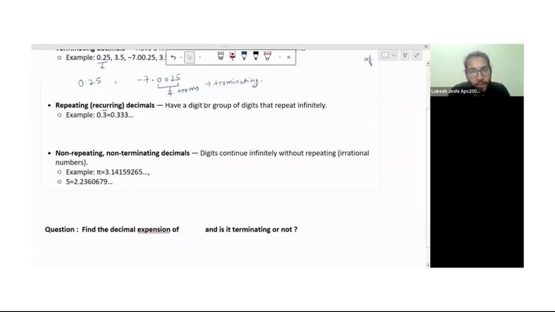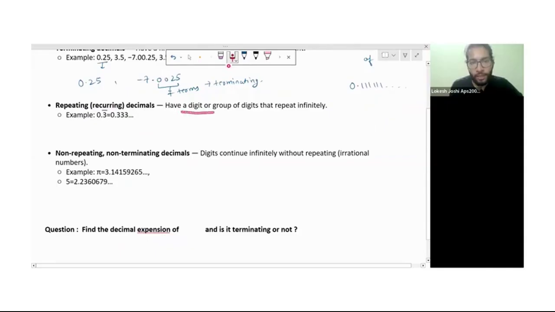Now the next one we have is repeating or recurring decimals, which means if we have a term like 0.1 and it does not terminate but it repeats, like 1 1 1 1, and goes on. Its value is not changing, the same value is reappearing again and again. So repeating decimals have a digit or a group of digits that repeat infinitely. First we will do a single digit, after that a group of digits.